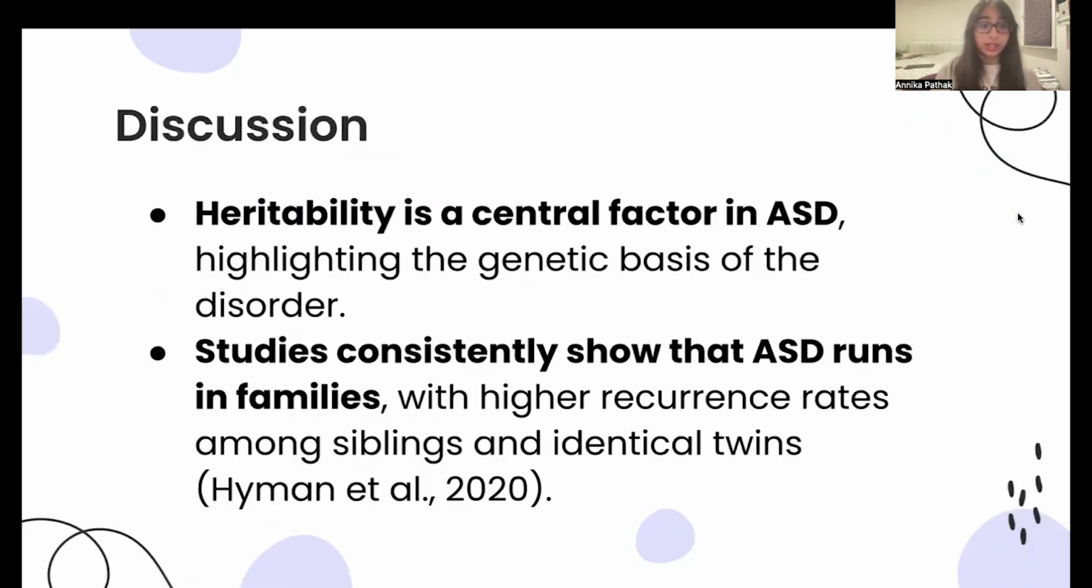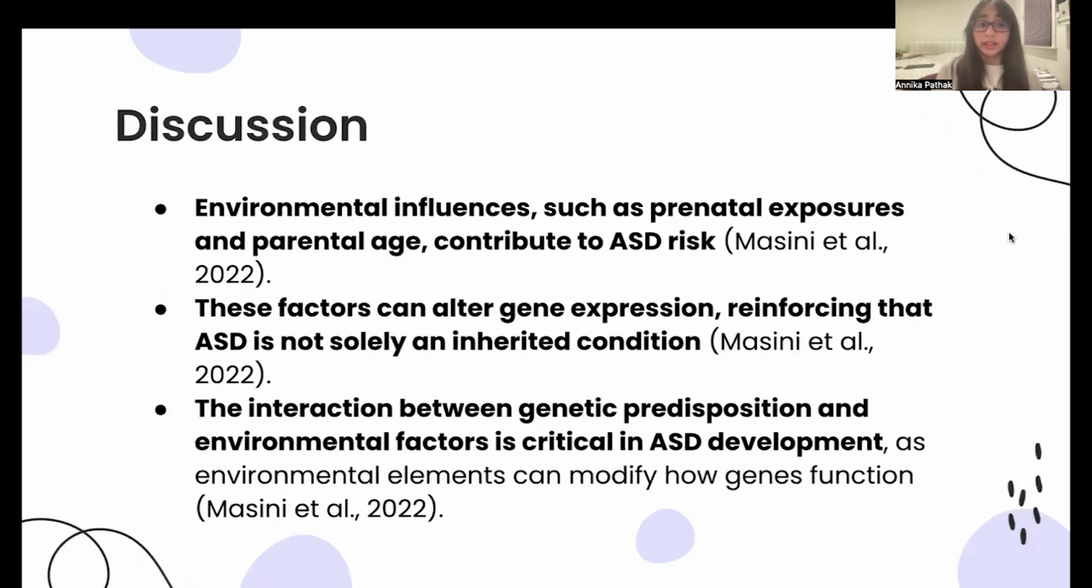Discussion. Heritability is a central factor in ASD, highlighting the genetic basis of the disorder. Studies consistently show that ASD runs in families, with higher recurrence rates among siblings and identical twins. Environmental influences such as prenatal exposures and parental age contribute to ASD risk, and these factors can alter gene expression, reinforcing that ASD is not solely an inherited condition.